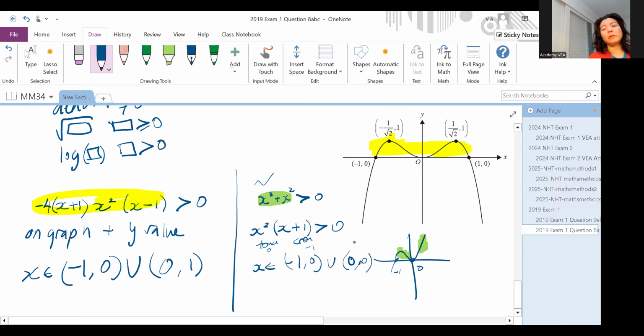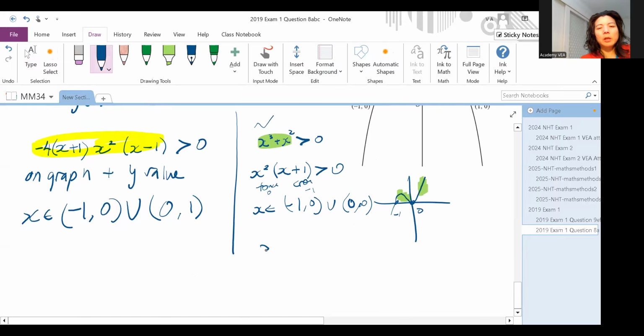That's the graphical approach. If you didn't know how to graph it, you could just think back to first principles. X squared is always positive for all x. So if you have a positive answer, that means that you must also have a positive value for x plus 1. So x plus 1 is greater than 0, which gives you x is greater than -1.